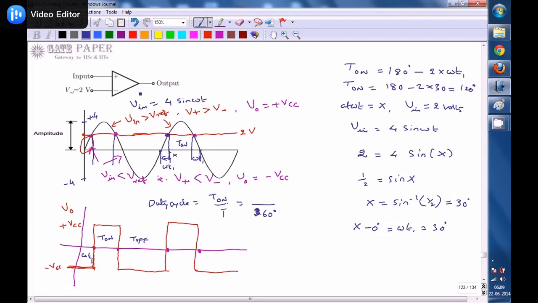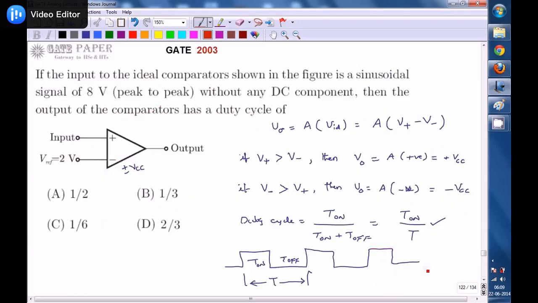Now the duty cycle is equal to T on divided by T, which is nothing but 120 divided by 360. So it is 1 by 3. So the duty cycle is 1 by 3 for this problem. The correct answer for this one is B. Duty cycle for this one is 1 by 3. T on is 120 degrees, and total T is 360 degrees. Thank you.